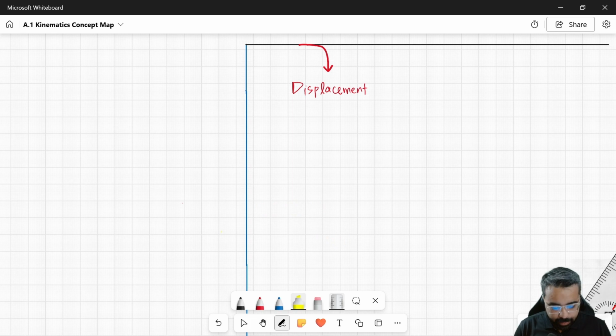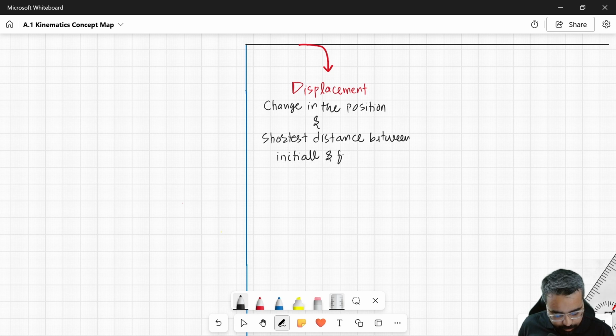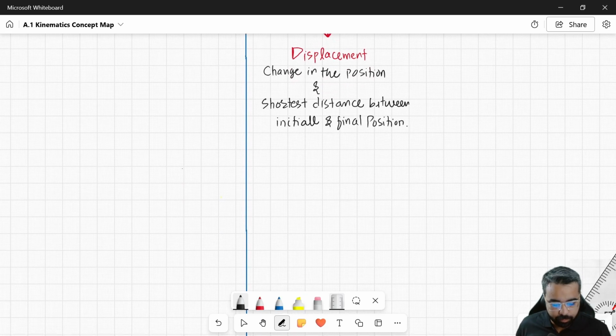So students, the first thing is displacement. And what is displacement? Well, the change in position is called displacement. We also can say that it is the shortest distance in a straight line between initial and final position. That is another definition, because it is always covered in a straight line between the initial and the final position. I will give you examples to understand. And remember, it is a vector quantity.